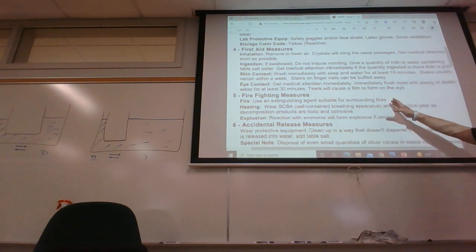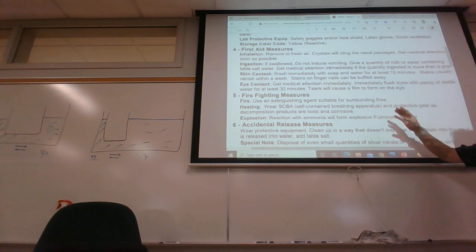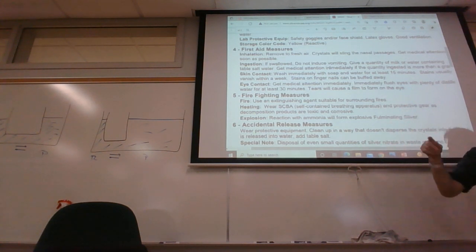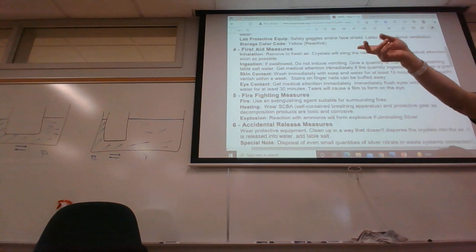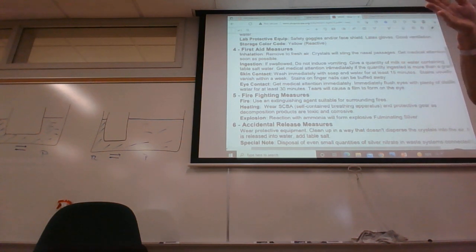Okay, firefighting measures. We aren't going to fight a fire here. If there's ever a fire in the lab, we're just going to evacuate. Make sure the doors are shut. There is a fire extinguisher over there. There's a fire blanket. The fire blanket is for putting out fires.